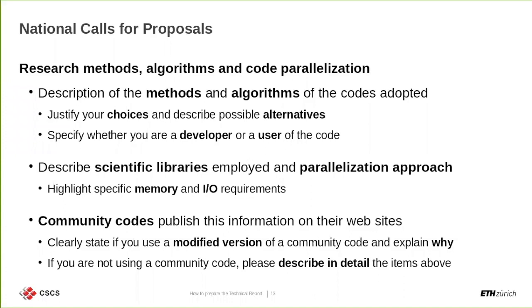And then there is a specific part that is for community codes, because community codes, so the codes that are used by large scientific communities, in general publish this information on the websites. Still, many users use a modified version of these codes. So in this case, please clearly state if you use a modified version and explain why you are not using the version that is publicly available. And then instead, if you are not using a community code, then we suppose that you are either a developer or an advanced user of the code. So you should please describe in more detail the items that I've listed above.